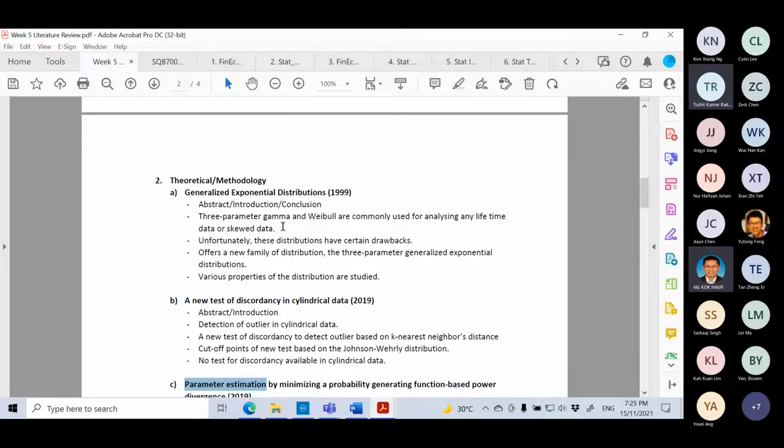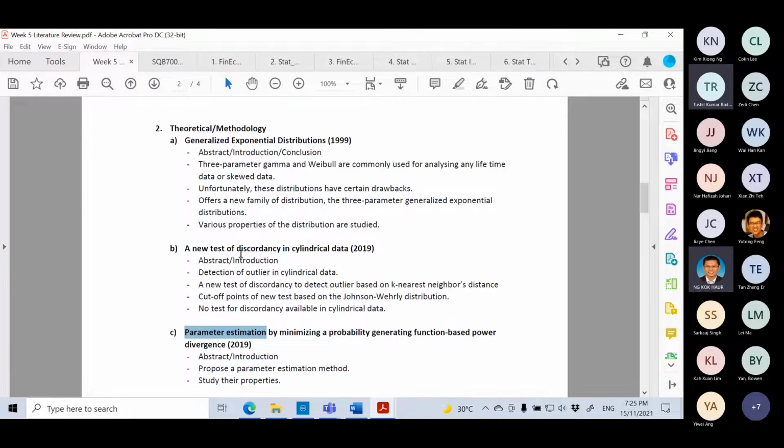Okay, how do you find it? As you can see, they will mention what the drawback is, and then what they propose. Similar to the second one, they say that there is no test. You have data, you can have a detector, but you don't have a hypothesis test. So they propose a test.